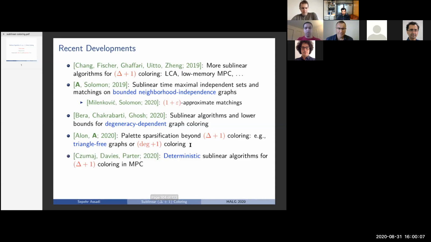One other line of work is that all of these results that I mentioned are randomized algorithms. There are some nice recent works on deterministic sublinear algorithms in the MPC model for this problem. And finally, more recently, I've been looking into whether we can get some results for delta coloring in this model. Here, most of the results are lower bounds, but it seems that you can also do non-trivial things even for delta coloring. Good. Okay.